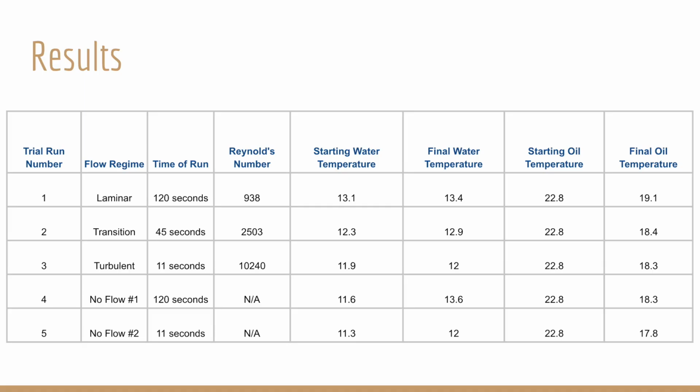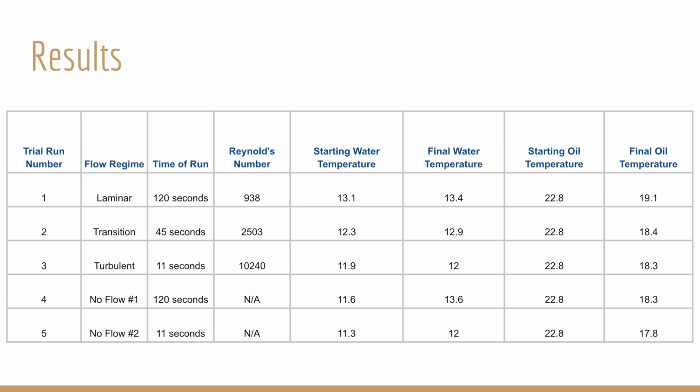When looking at the results of our experiment, we see that the turbulent flow trial produced the largest temperature change in the vegetable oil of any of the flowing regimes. We also see that the no-flow trial that ran for 2 minutes resulted in a similar oil temperature change, but also had the greatest water temperature change since the water was in contact with the pipe for the longest period of time.